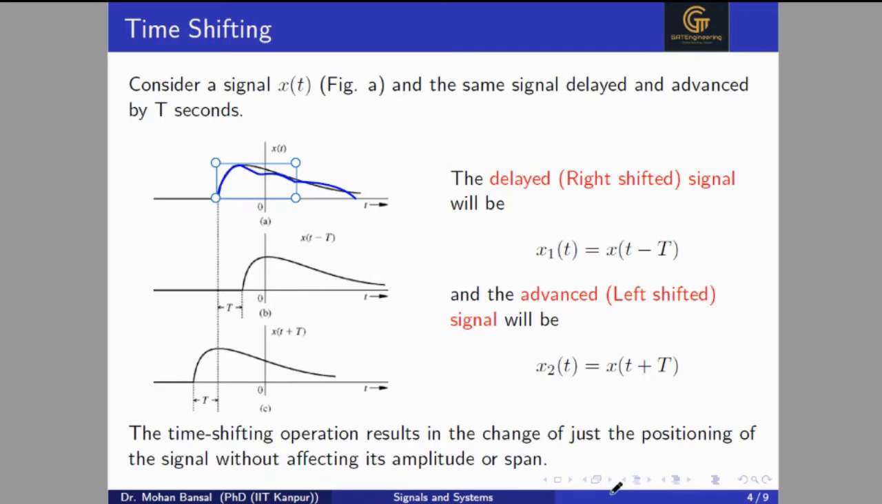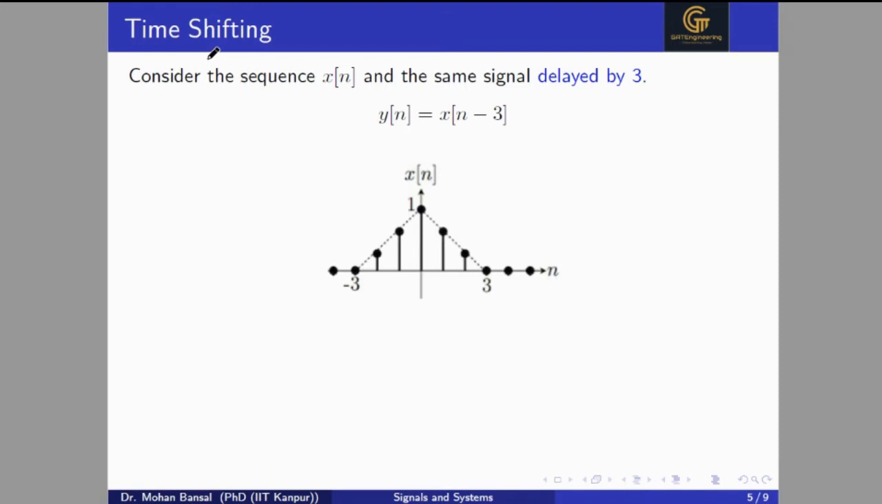Now we'll talk about time shifting in a discrete time signal. In a discrete time signal, if we delay the signal by 3, delayed means right shifted signal, correct?